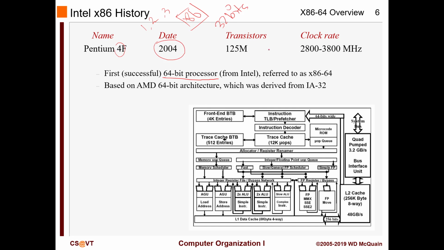It came out in 2004, with even more transistors. It's literally in the millions right now, and the clock speed increased drastically. And this is where it started being called x86-64, which we still call it. It was based on the AMD64 architecture. So the thing is, up to 32-bit, Intel created them. But the first usable 64-bit was made by AMD64.